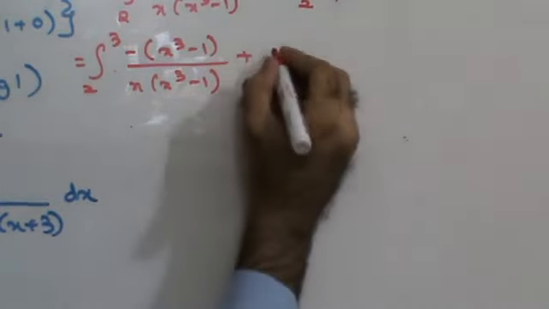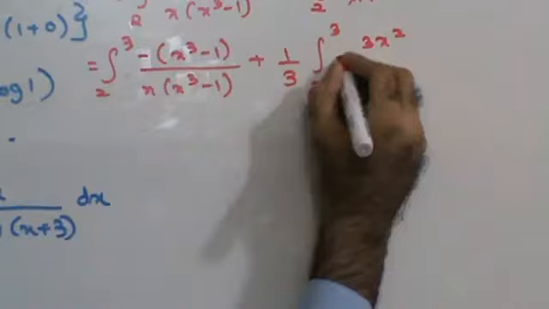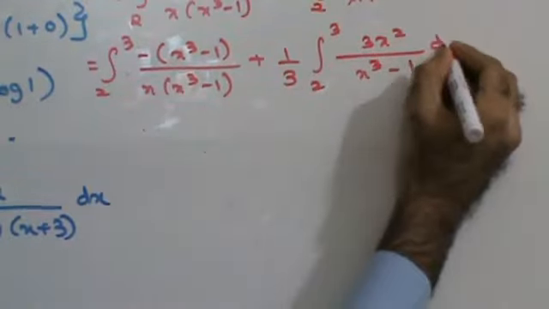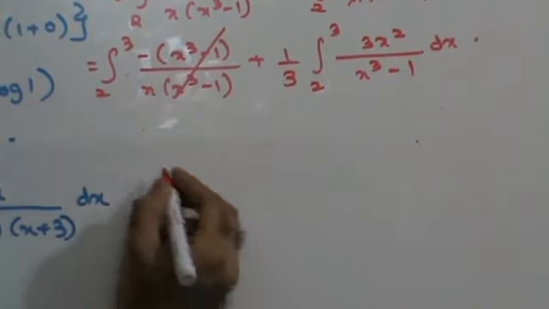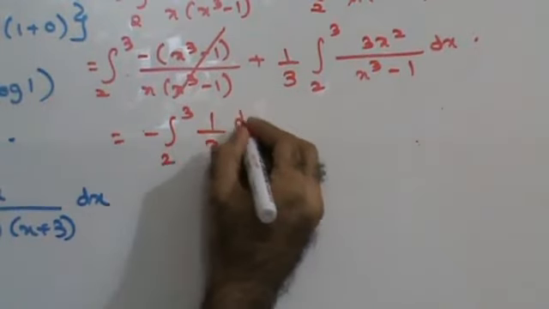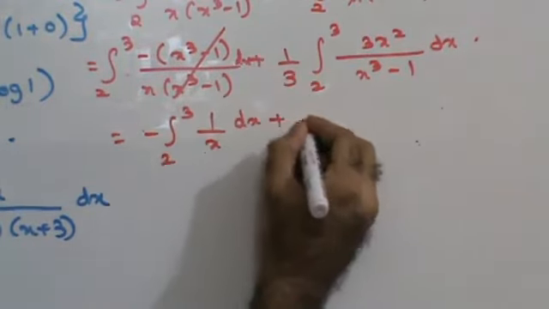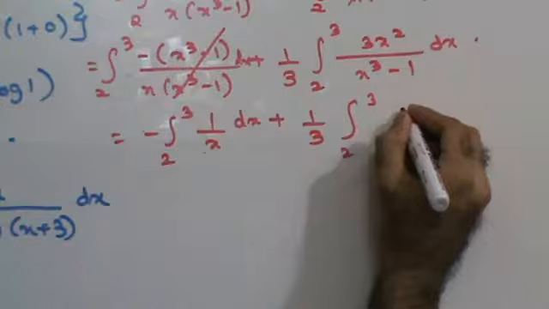So I'm going to divide by 3, I'm going to multiply by 3. Why did I do that? Because d by dx of x cube is 3x square. I wanted to make the term in the numerator to be the derivative of the denominator. Now this and this gone, so this is going to be minus 2 to 3 1 upon x dx plus 1 by 3, 2 to 3 3x square.